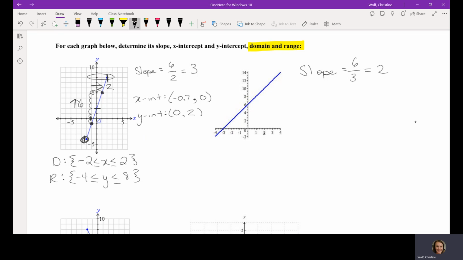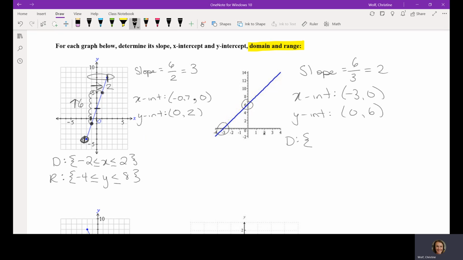Next, x-intercept. Where does it cross the y-axis? Or sorry, the x-axis at? So the x-intercept, it crosses the x-axis at negative 3, and my y is 0. Y-intercept, it crosses my y-axis at 6, so my y is the 6 and the x is 0.